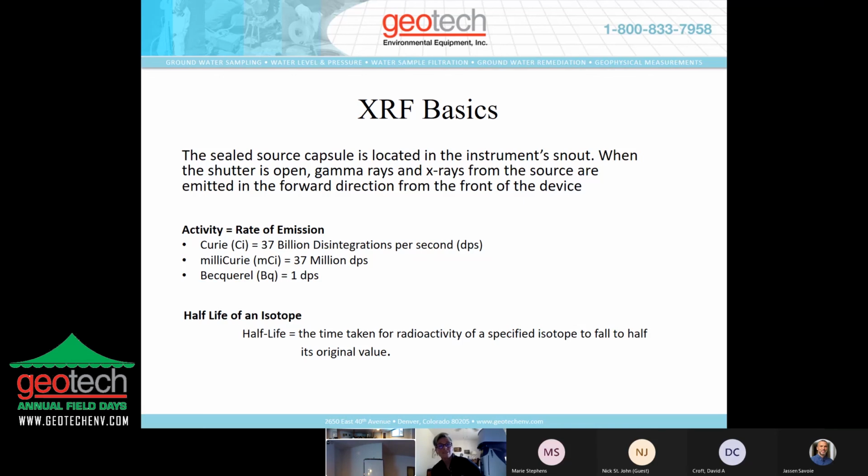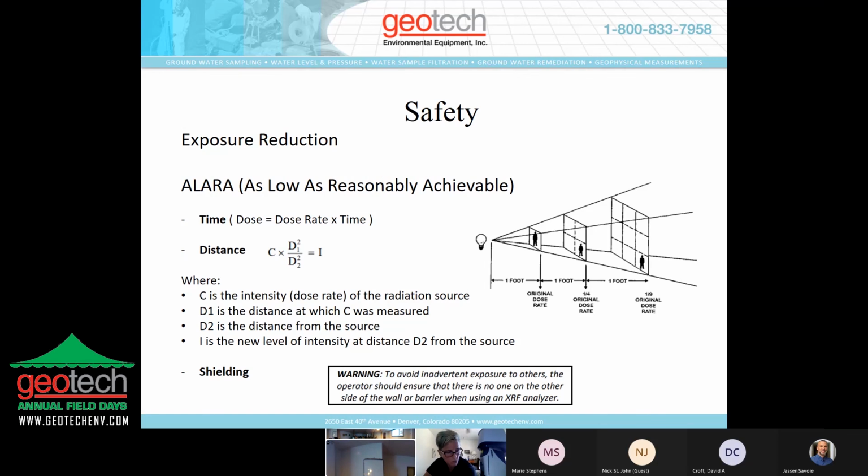That's why a lot of states require dosimetry to be worn with an XRF that has a sealed source in it. Some states also require licensing that is a little bit different. Any questions about the 2 types of radiation we're emitting out of XRFs?